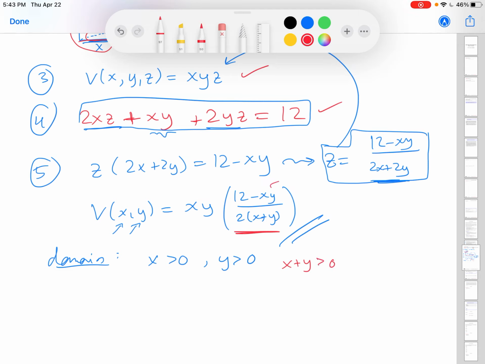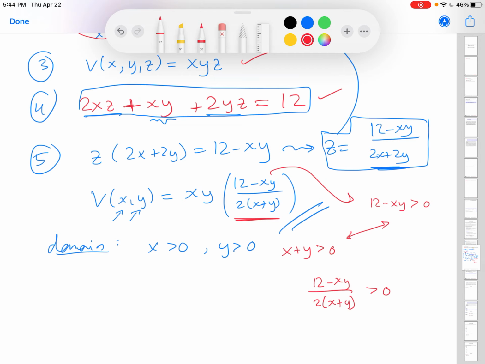And up here, another thing that I don't want is I don't want 12 minus x times y to be less than 0, to be negative, or to be equal to 0. So I definitely want this to be bigger than 0. Now there is a question here that really what we want is 12 minus xy, this whole thing, I want this whole thing to be bigger than 0, right? Because I don't want to have a negative number or 0 pop out of this. That would give me a negative or 0 volume.